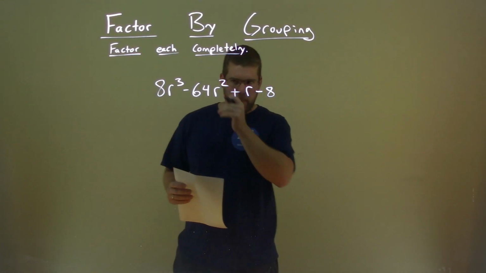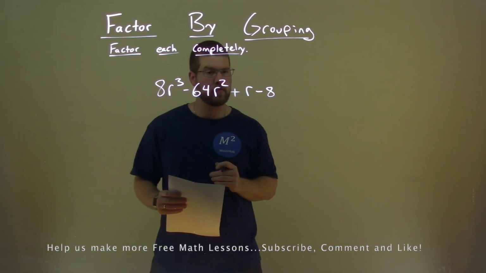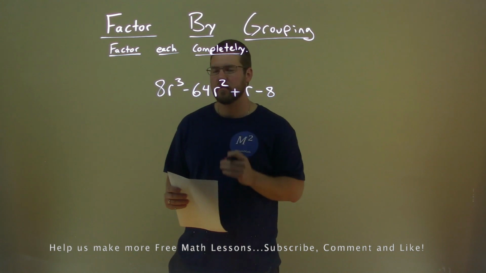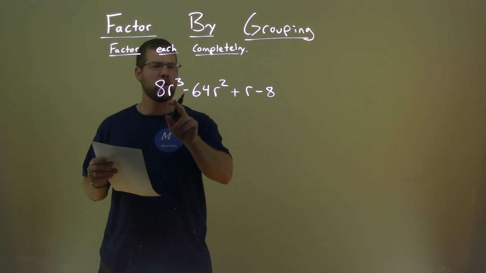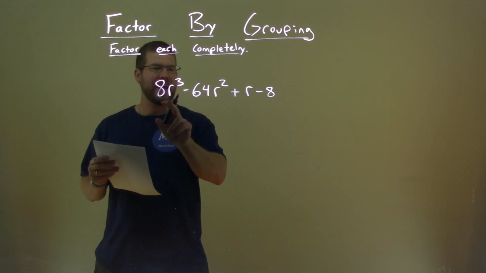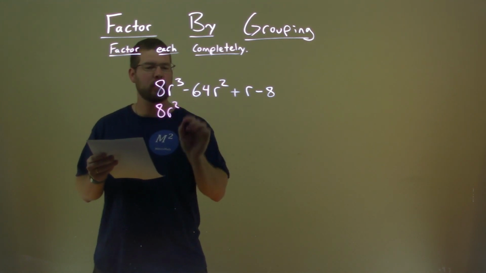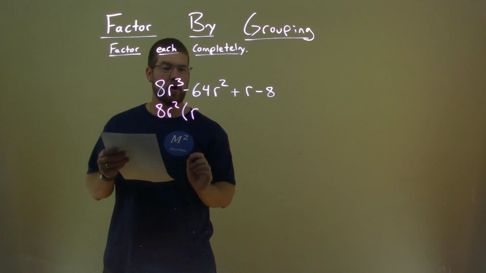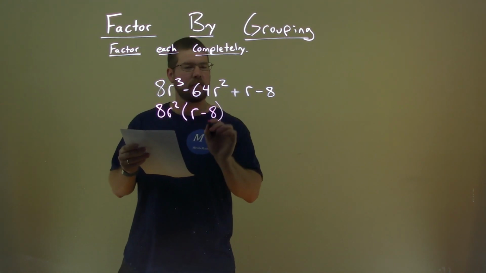We're given this problem right here: 8r to the third power minus 64r squared plus r minus 8, and we want to factor this completely. Well, we're looking at doing this by grouping. Notice the first two parts right here. What can we pull out? Well, there's an 8r squared in both parts. So if we pull out an 8r squared, what are we left with on the inside here? Well, just an r from the first part, and then minus an 8 in the second part.